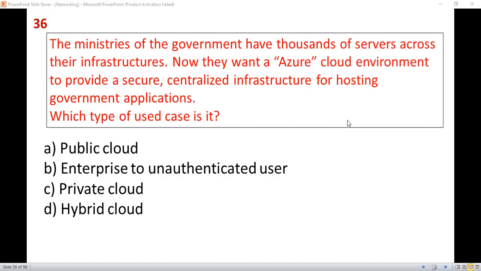See, if we are going to use the Azure cloud environment to provide a secure and centralized infrastructure for hosting the government application, then we can use enterprise authentication for the user. If we are making a private cloud, then no one, like the ministry, can use that. So we just need enterprise authentication for the user. Authentication will be required, and after that, anyone can use the application and the infrastructure. So it will be secure and also authenticated for the user.